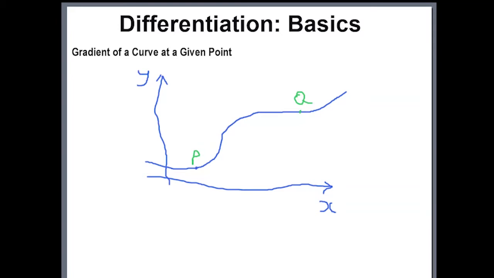So the gradient of a curve at a point is defined to be the gradient of the straight line that touches the curve at that point. Enough of story, let's look at how it looks.